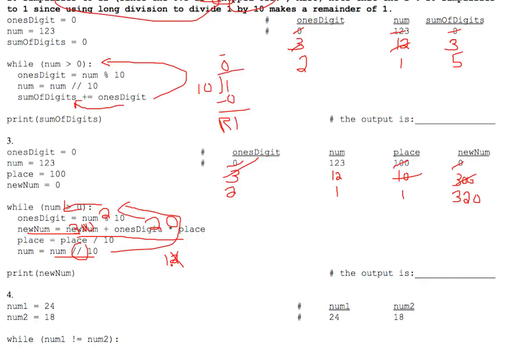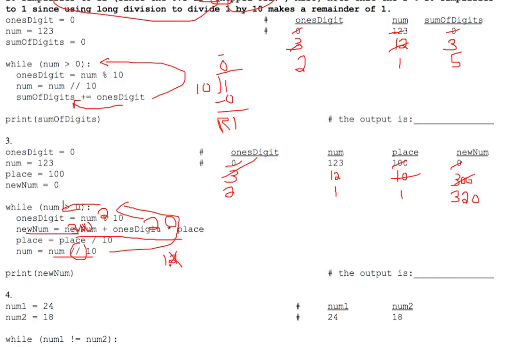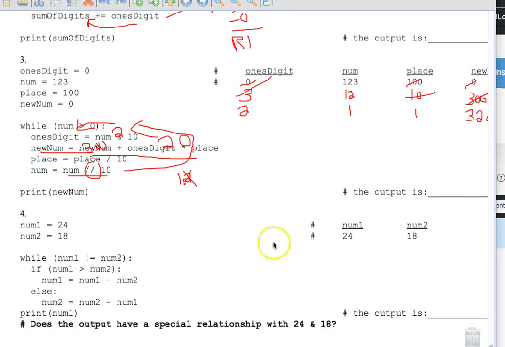Okay, number 4. Number 4 on this worksheet has two variables, num1 and num2. While num1 not equal to, that's the not equal to symbol, remember, num2. Well, are they not equal? True. They're not equal to each other. 24 is not equal to 18. So you do go through the loop.